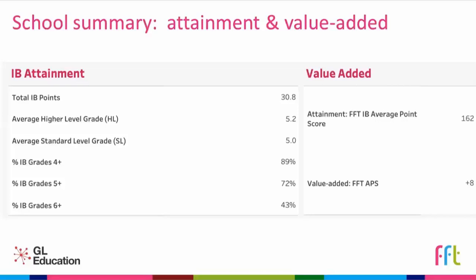On the right-hand side, we then show the average point score that's been calculated by FFT. So that's using that conversion that I referred to earlier, where we convert each grade into a point score for both higher and standard level subjects, and that comes up with an overall point score for all subjects. And in this case, the average score for the school is 162, and we can see that that's got a slightly positive value added score. That's 8 points higher than we expect. So the school's got a positive value added score. Their IB results are slightly higher than we would expect given the starting point of those students.